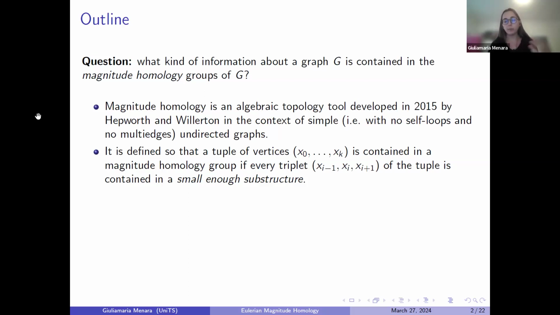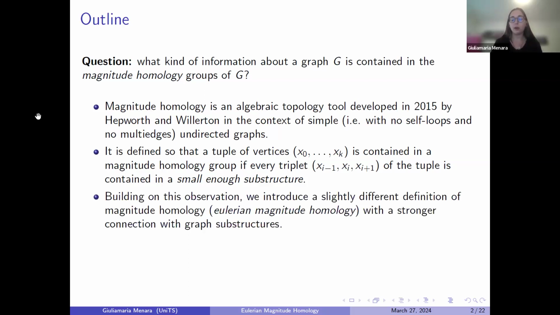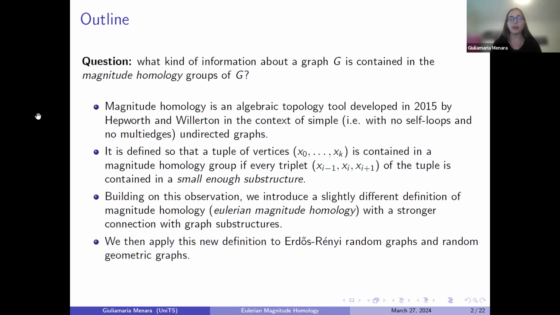We build on this observation and define the Eulerian magnitude homology, which is a more strict definition of magnitude homology with a stronger connection with these graph substructures. Then we explore the properties of Eulerian magnitude homology, and finally we apply this definition to two random structures, Erdos-Renyi random graphs and random geometric graphs.